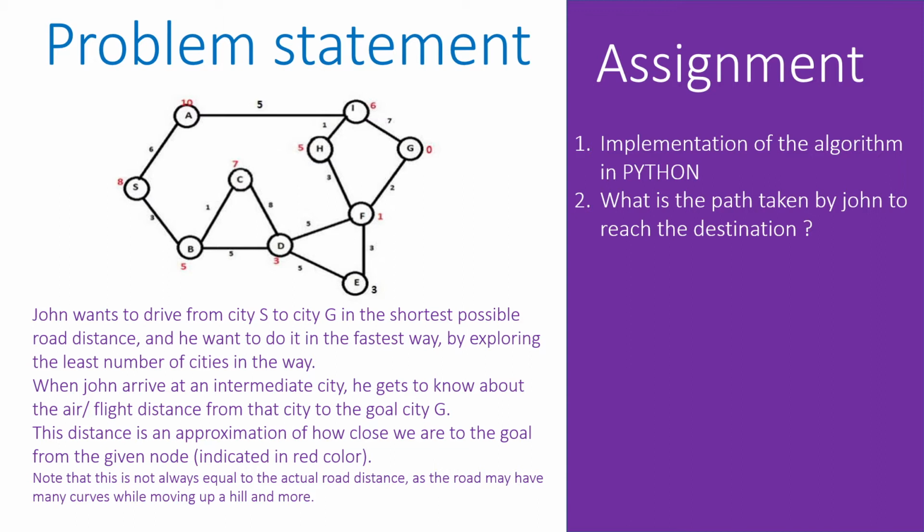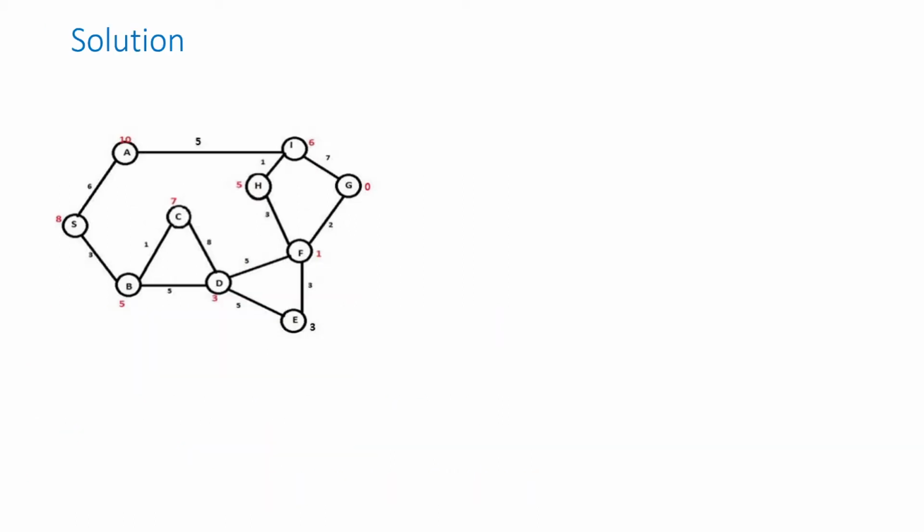Let's try to solve this problem. Look at this diagram. We are given a network of interconnected cities along with the distance between the cities. This network is basically a graph, and we need to input this graph into our algorithm. So we will convert this graph into another form called an adjacency list. I am not covering the graph concepts in this video. I am assuming you are well aware of graphs. If you need to learn about graphs, you can visit my other video on graph theory.